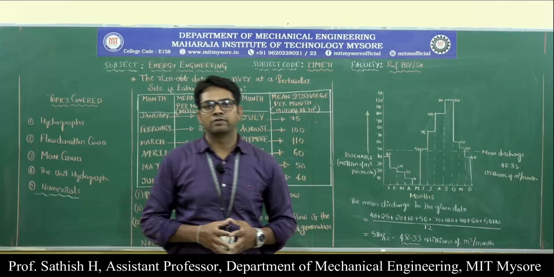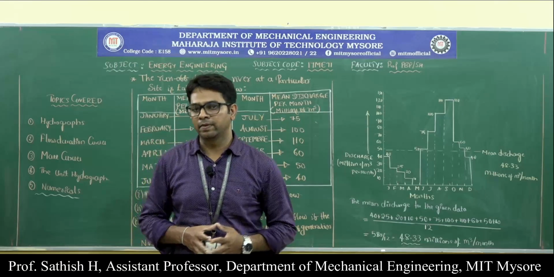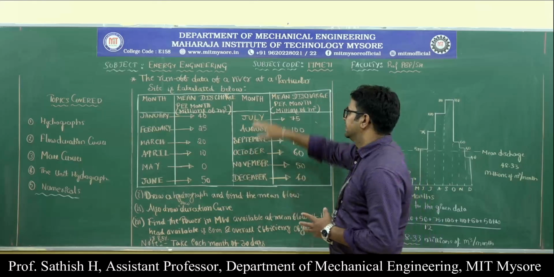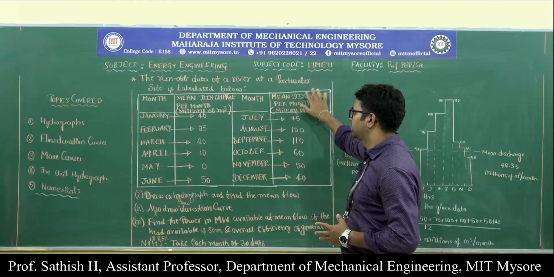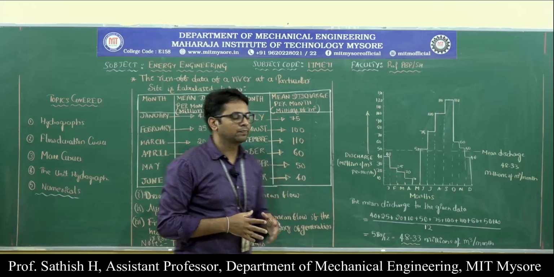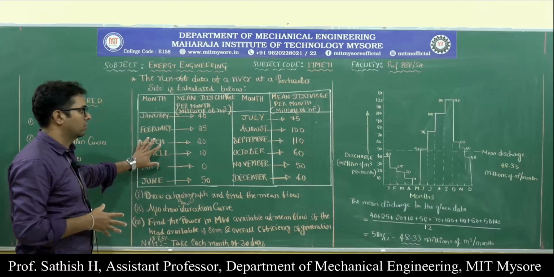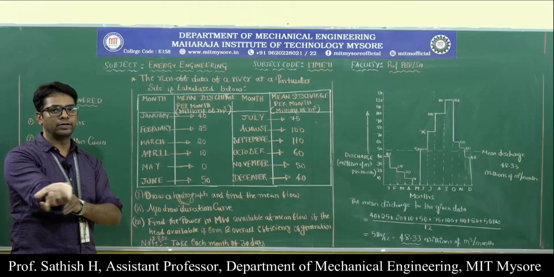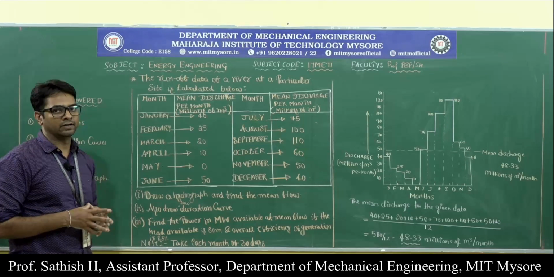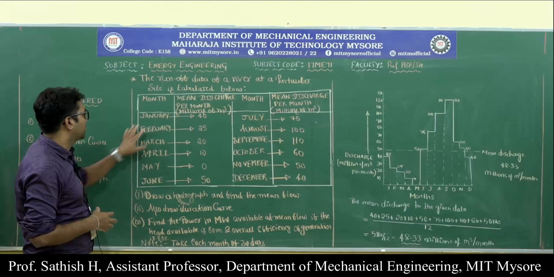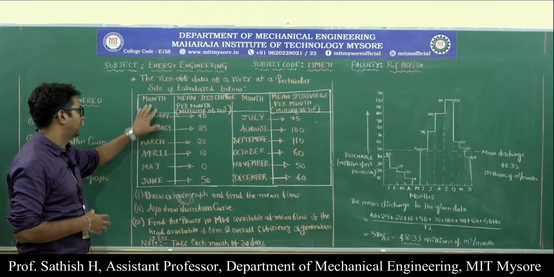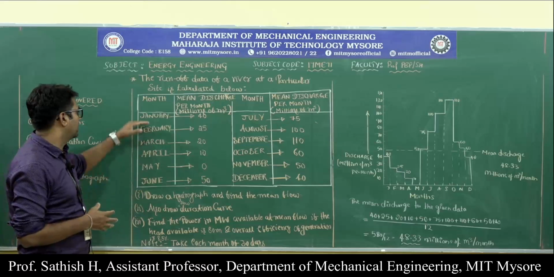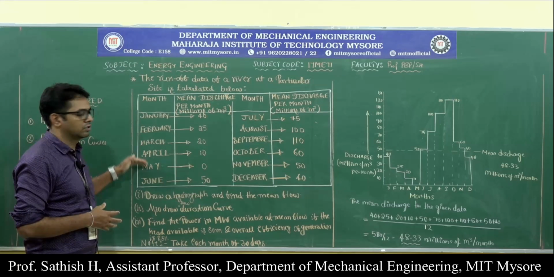We have taken one of the problems. The problem is like this. Here the runoff data of a river at a particular site is tabulated below. This is a tabular column which shows the runoff data, or the volumetric flow rate, of the river or a stream. In the first column we have the month, that is the time. Here we have listed out the months.